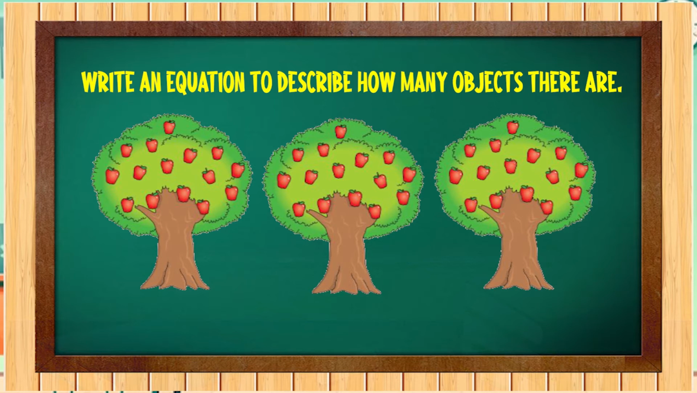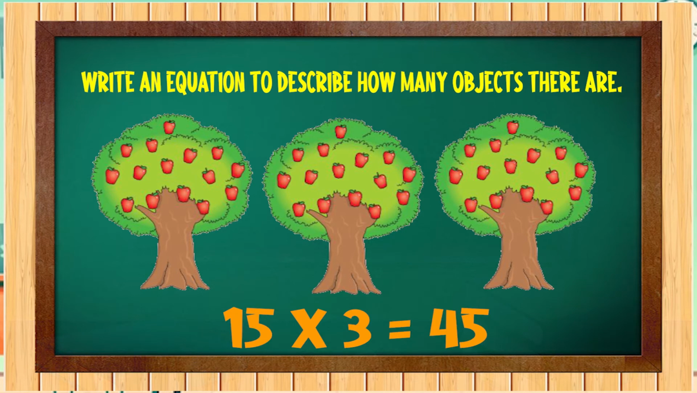The number of apples on each tree is 15. And the number of trees that we have there is 3. It means then that 15 times 3 is 45. So our equation is 15 times 3 equals 45.